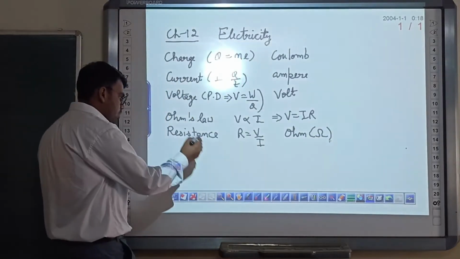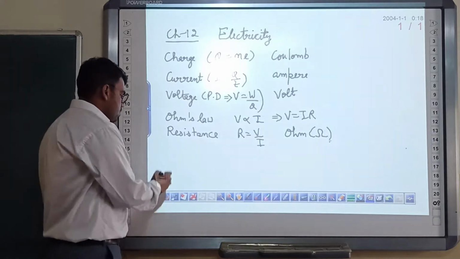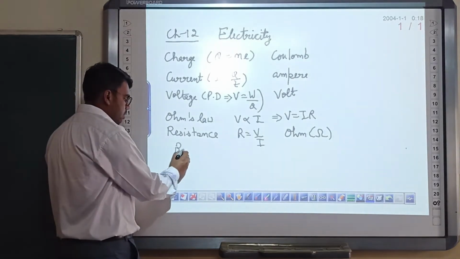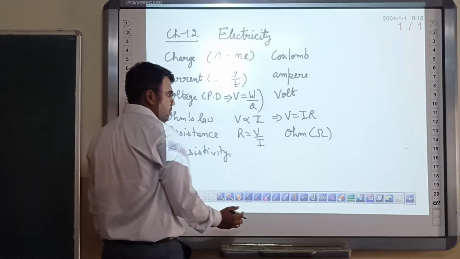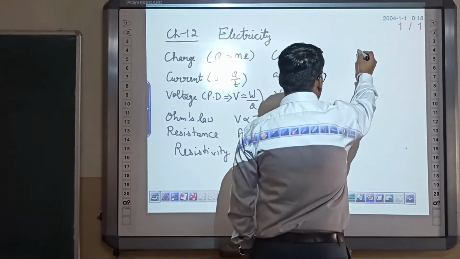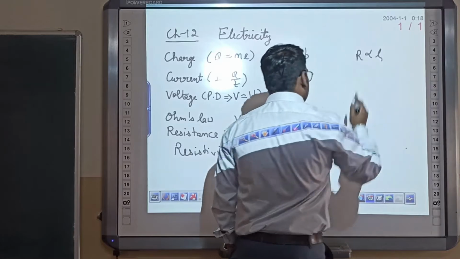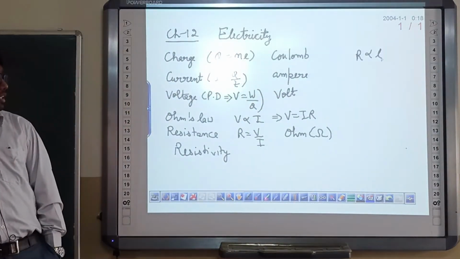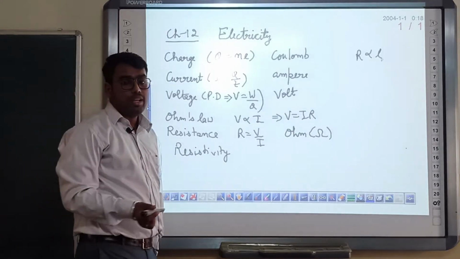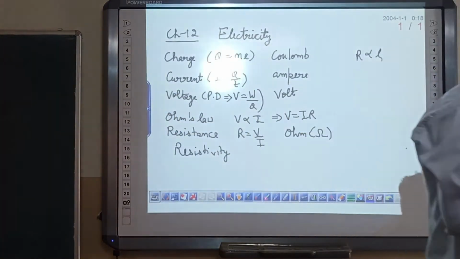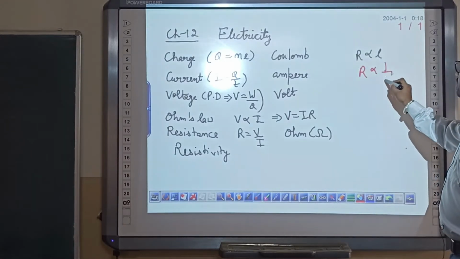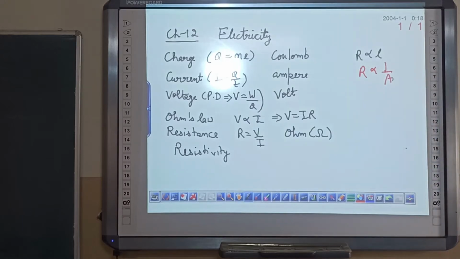On what factors does resistance depend? We studied this, and from there we also got resistivity. Resistance depends on length. The resistance of a conductor is directly proportional to its length. That means if the length is more, then the resistance is also more. If we increase the length, we are increasing the resistance. Similarly, it is inversely proportional to the area of cross section.